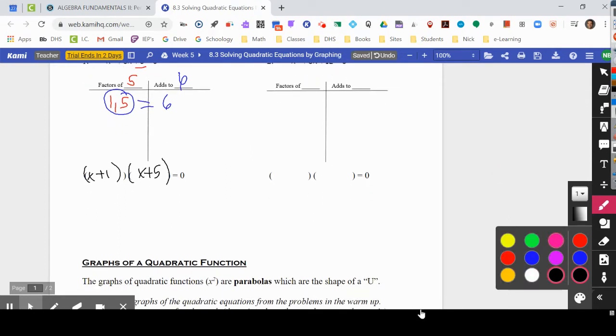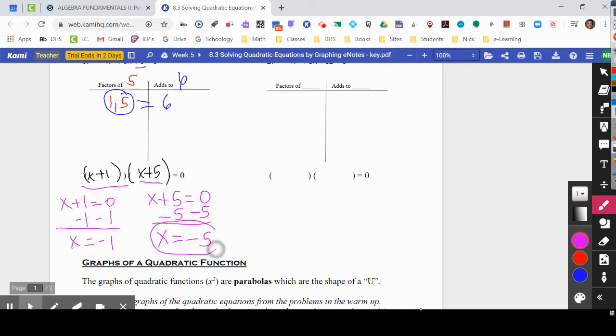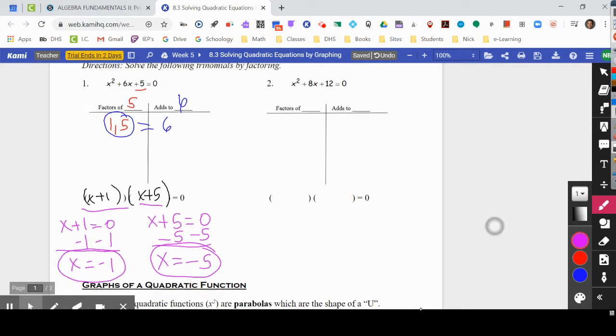Now I'm ready to solve these equations now that I've factored it. To solve, I set each one of these equal to 0 and solve. So we get x is equal to -1. Then I do the same thing with my other factor: x plus 5 is equal to 0. I subtract 5 from both sides, and I get x is equal to -5. So those are my two solutions. Hopefully you got something very close to that, if not exactly that.